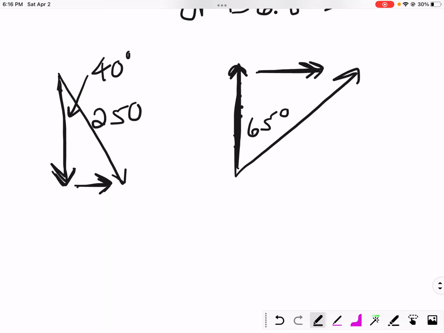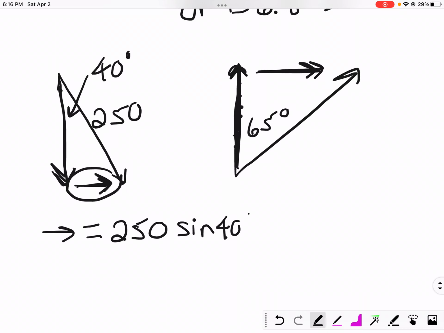Going to give you a hint here. North and south we will be subtracting, and the two that are going east we're going to be adding. And I'm going to show you a really simple way of writing this down. So this vector here, that's this side. I'm just going to say that that is, because it's the opposite side to angle 40, 250 sine of 40, which is 160.7.